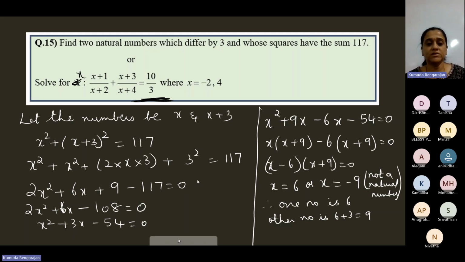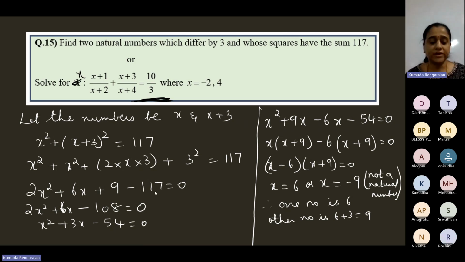You can take the numbers as x and x minus 3 also. Then you will get x as 9. So the other number is 9 minus 3, 6. You can take as x and x plus 3 or x and x minus 3. If you take x and x minus 3, x value is 9. It will not be 6, it will be 9. And then the other number is 9 minus 3, 6.